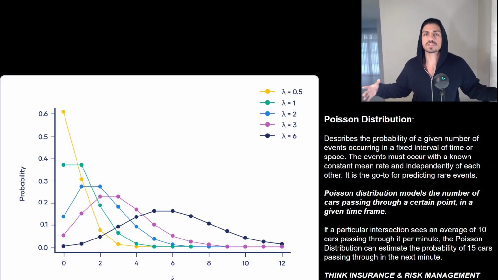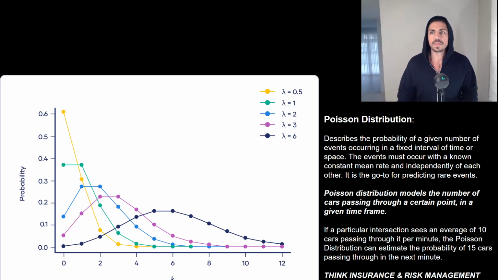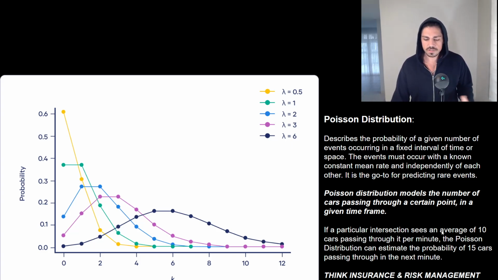They take all of these extremely unlikely possibilities and then they have to measure how close these things can actually happen on top of each other, and what are the odds that multiple bad things happen within like a 2-month period, right? So this is insurance, risk management. It also models the number of cars passing through a certain point in a given time, right? So there's typically a time constraint for these distributions.